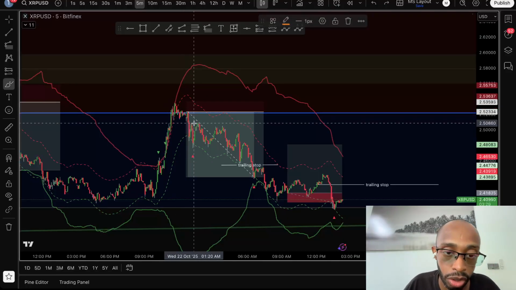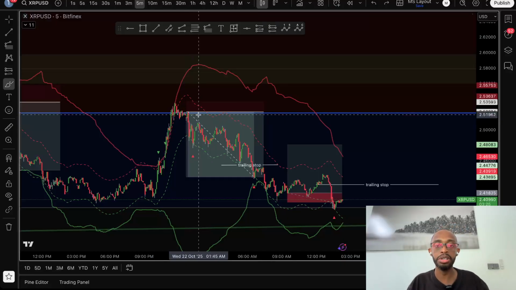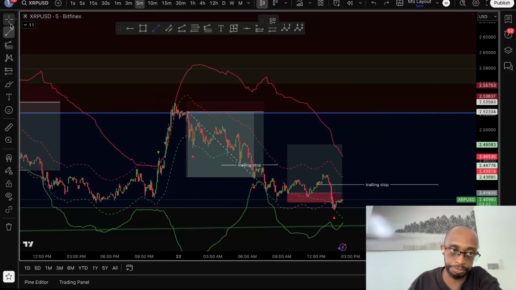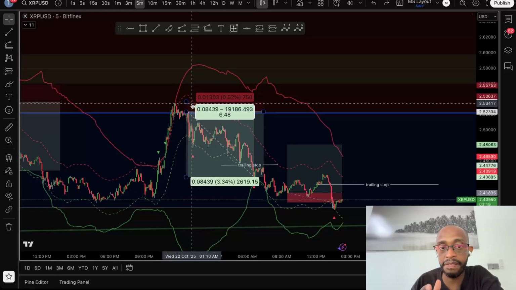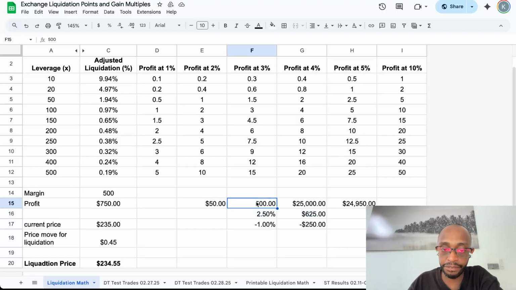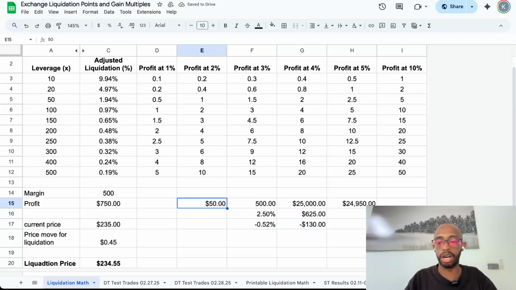Here is a great entry for a short, because again, we were not able to make a higher high, right? And then how I do it is the minute I enter, I know my risk here is about 0.52%. I'm okay with risking at 500x 50 margin. My stop loss is 0.52%. So I'm risking $130. Actually, I'd probably do 100 margin, right?